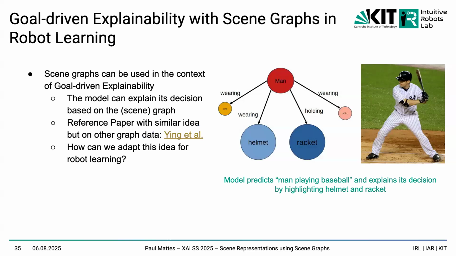The idea here is that I can use such a graph to make any predictions I want. Let's say we are in visual question answering, and I tell my model, hey, what is the man doing in the image? And the model says, well, he's playing baseball. And now the model can explain its decision by telling me which nodes were important, or which relations between which nodes are important. In this case, it could be the helmet and the racket, and of course the man. And that's how it makes its decision, right? For us humans, it makes sense, because only because a man is wearing pants and a shirt doesn't mean he's playing baseball. So this is the main idea of using such graphs in a goal-driven explainability case.